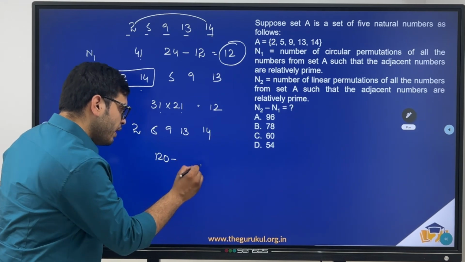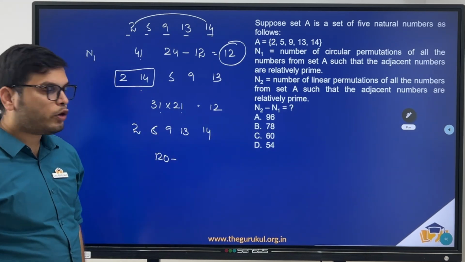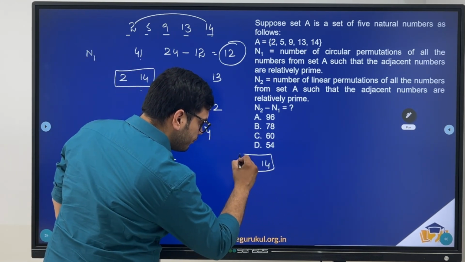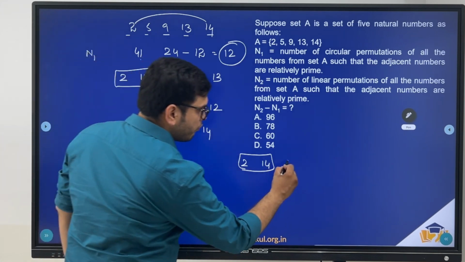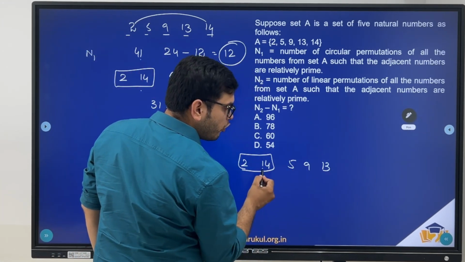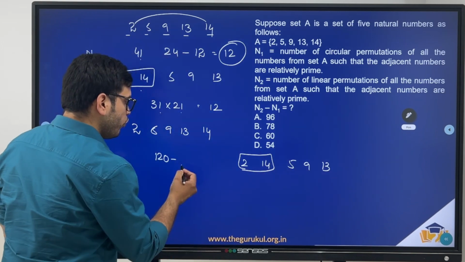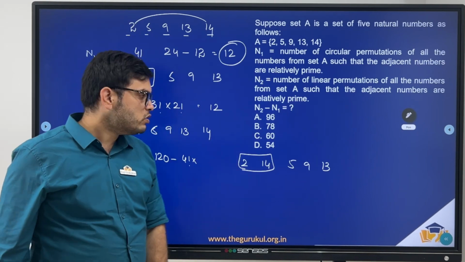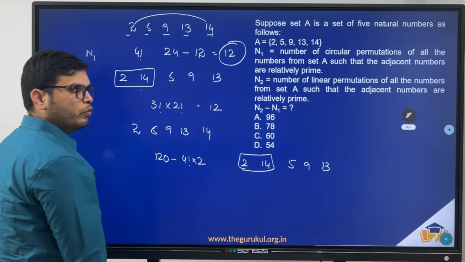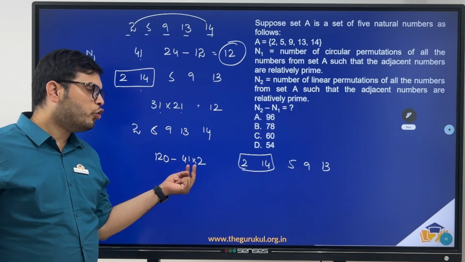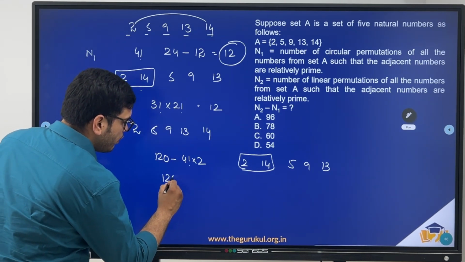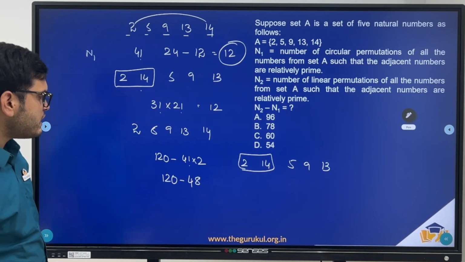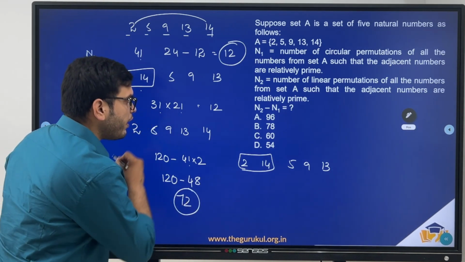Right. From this, I have to subtract the number of ways in which 2 and 14 are together. So to do that, I'll be considering 2 and 14 to be a bundle. Then we are left with 5, 9, 13. So how many units do we have? 1, 2, 3, 4. 4 units. So 4 factorial ways into. Now these two can rearrange among themselves in how many ways? 2 ways. So 120 minus 24 into 2, 48. 120 minus 48. Right. So this should be 72.